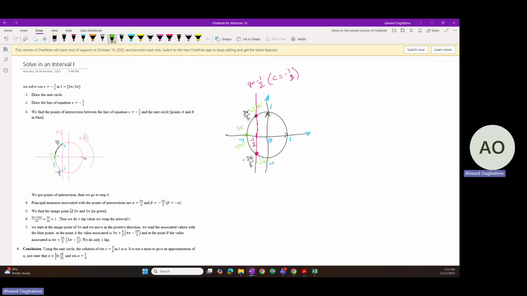Then I should calculate the number of laps I'm doing. So a equal to 3 pi, b equal to 5 pi. I calculate b minus a, equal to 5 pi minus 3 pi, which is equal to 2 pi. If I divide this by 2 pi, I get 1. Then I'm going to do exactly 1 lap. It means I start at this point, I go around, I do 1 lap, then I'm done.